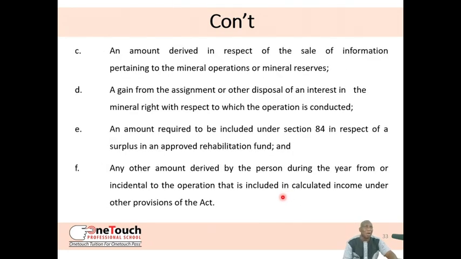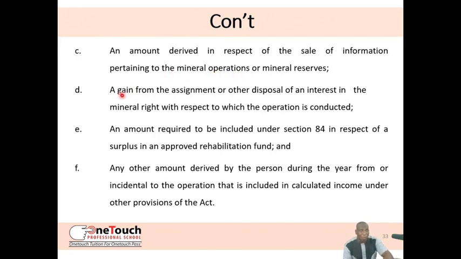C, an amount derived in respect of the sale of information pertaining to the mineral operations or the mineral reserves. You see, where you have the expertise and the company is selling that expertise by way of proprietary knowledge and all that in relation to the mineral operations or mineral reserve, the amount derived in respect of the sale of the information pertaining to the mineral operations or mineral reserve constitutes an income from the mineral operation.